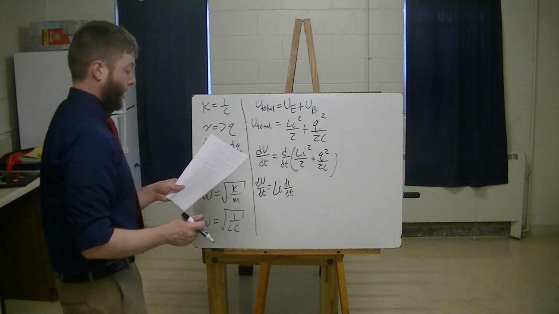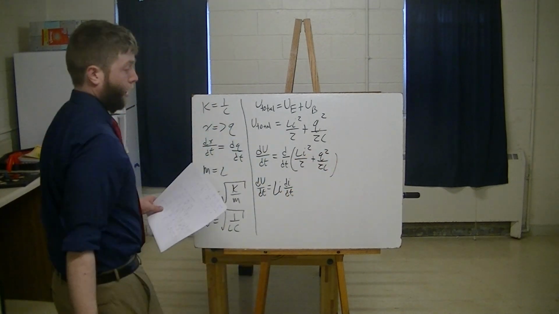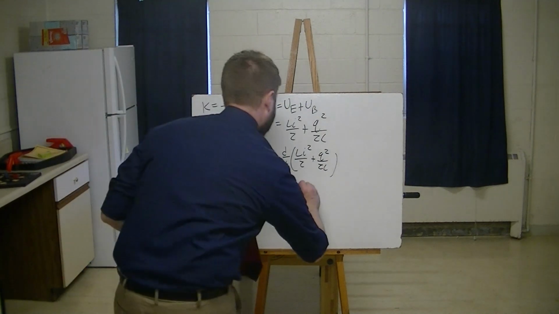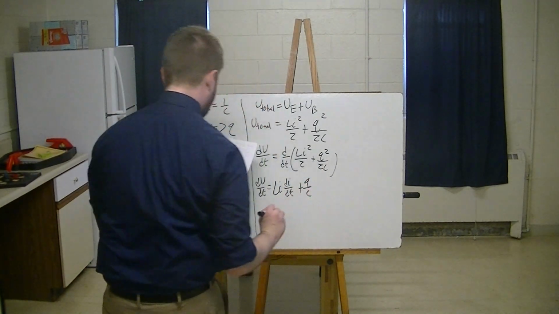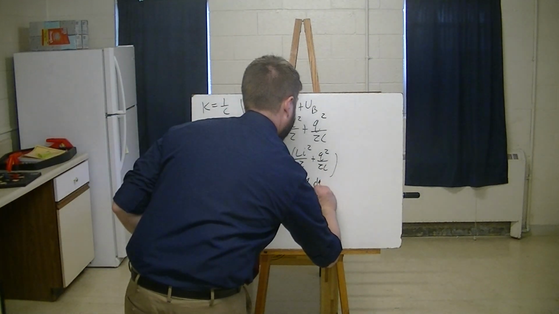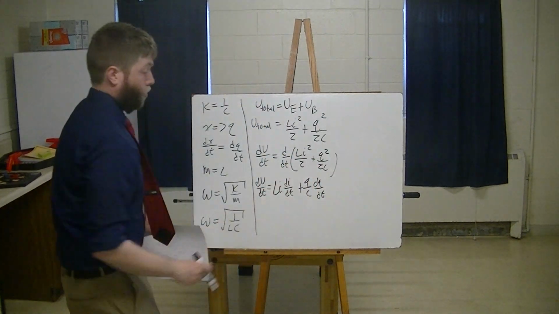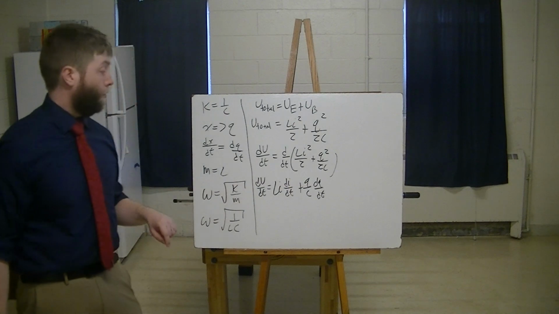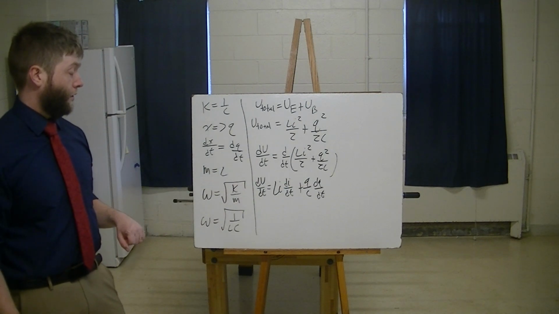Then we're going to take the derivative of the energy on the capacitor. That's going to be plus Q over C dQ/dt. So once again, the 2 has come down in front and canceled out the 2 in the denominator. I'm taking the derivative of the charge inside of there.